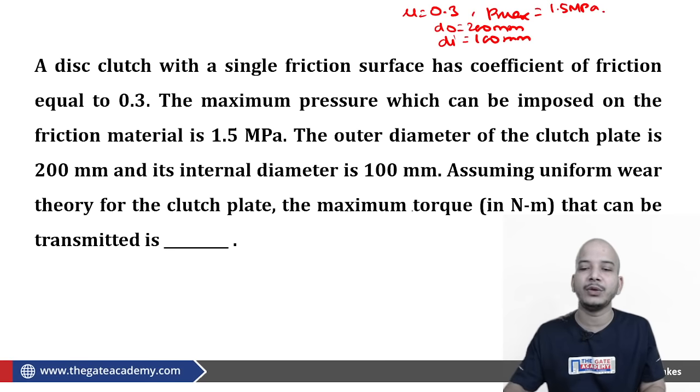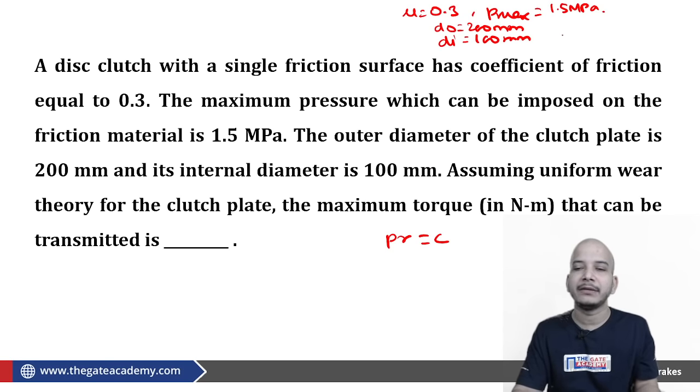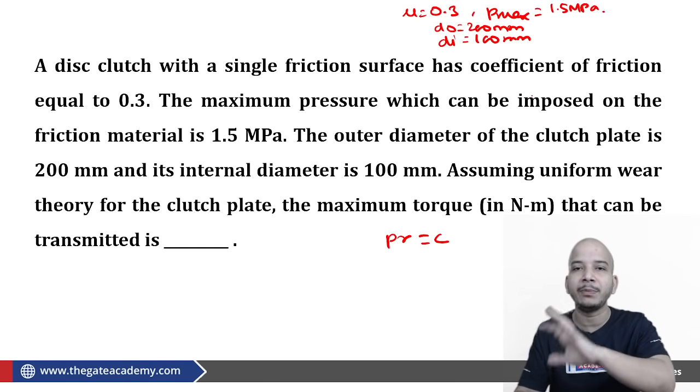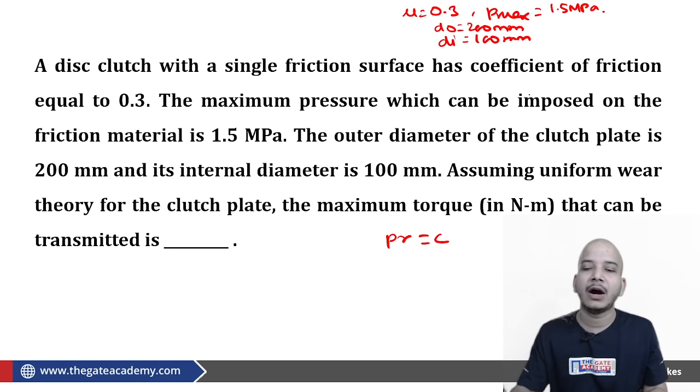Assuming uniform wear theory, they are talking about PR equal to constant. If this was P maximum and the pressure is constant, then throughout the area we could say this must be the pressure. But here PR is constant, so we should understand whether this P is PI or PO, the inner radius pressure or outer radius pressure. Assuming uniform wear theory, the maximum torque MT is equal to mu into N into RF.